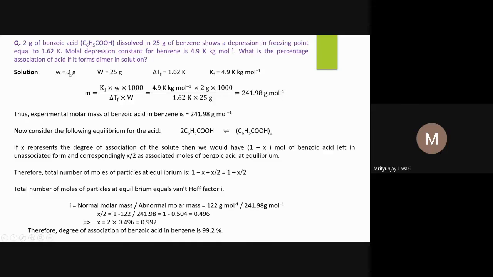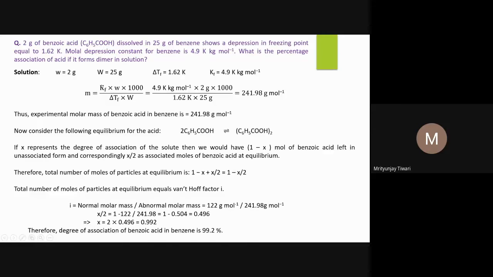So what is given: the mass of the benzoic acid solute is 2 gram and the mass of the benzene, the solvent, is 25 gram. Delta Tf, the depression in the freezing point, is equal to 1.62 Kelvin, that is here. And the molar depression constant for benzene is 4.9 Kelvin kilogram per mole. This is the colligative property that is being measured. So K is 4.9 Kelvin kg per mole, and we can directly apply it to obtain the percentage association from the calculated molar mass that we obtain from this experimentally observed colligative property.